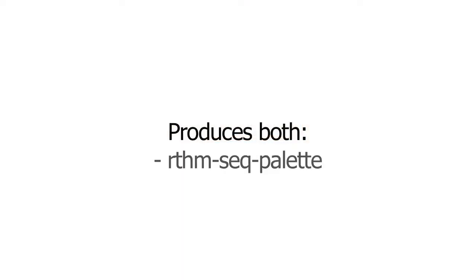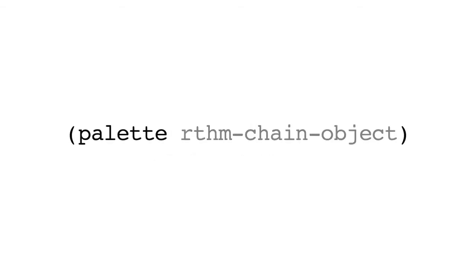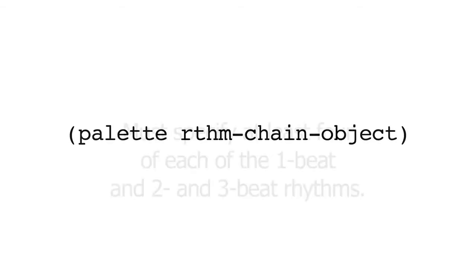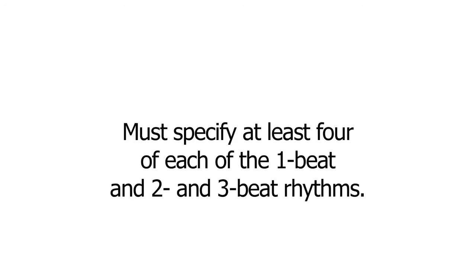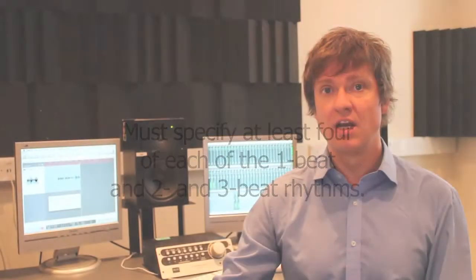So let's look at the make rhythm chain function first of all. As I've mentioned, this produces both a rhythm sequence palette and a rhythm sequence map. You can access the palette just by calling the palette accessor function. Now you must specify at least 4 of each of the 1-beat and 2- and 3-beat rhythms that we're going to use to chain together to create our rhythmic sequences.